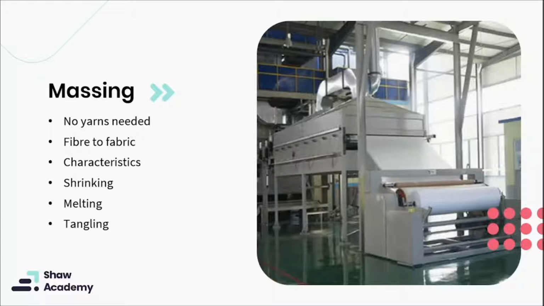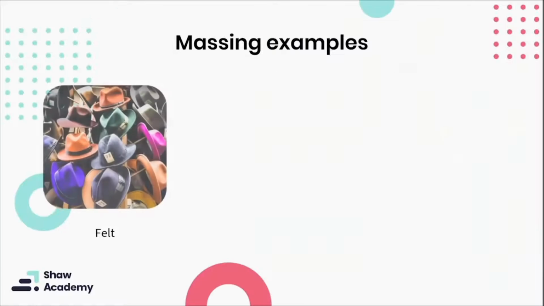Some examples of massing fabrics are felt, which are created mostly from wool fibers. The cool thing about this fabric is that it can hold its form and can be shaped with pressure and steam. Unfortunately, with most massing fabrics, it has poor strength and is prone to shrinkage.